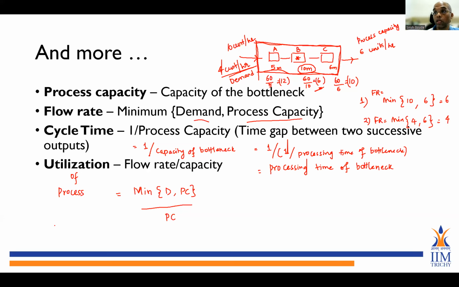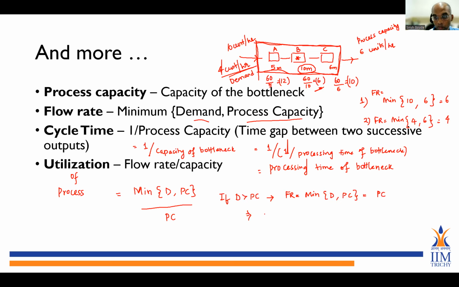Now you can calculate the utilization of individual activities as well. That is separately you can do that. So utilization is always about how much you are doing in the time that you have. So that is how utilization can be calculated. So here we are seeing that minimum of demand, process capacity divided by process capacity. So if demand is greater than process capacity, then flow rate, which is minimum of demand, process capacity, is going to be nothing but process capacity.